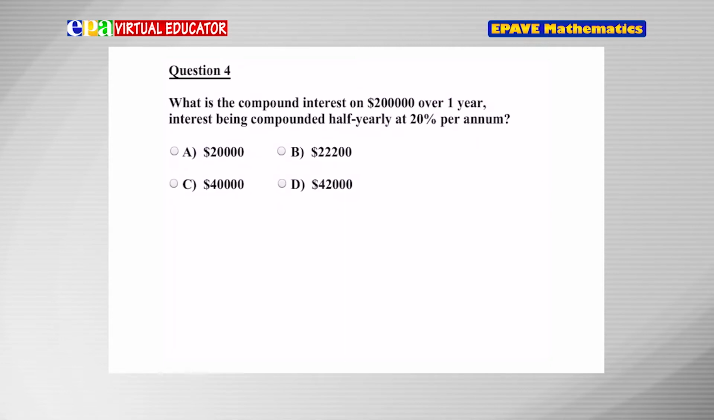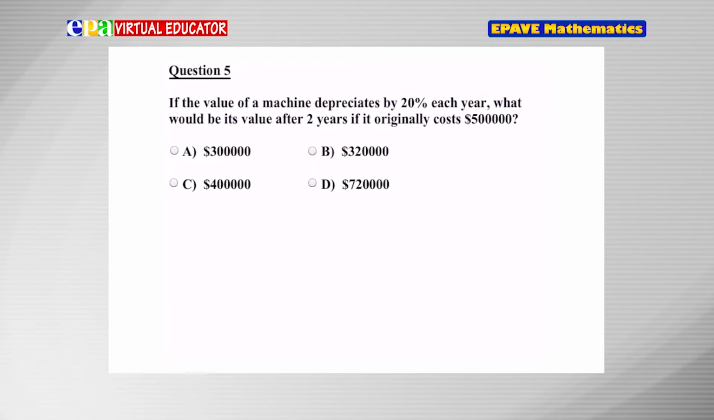What is the compound interest on $200,000 over 1 year, with interest being compounded half yearly at 20% per annum? Is it A, B, C, or D? If the value of a machine depreciates by 20% each year, what would be its value after 2 years if it originally costs $500,000? A, B, C, or D?